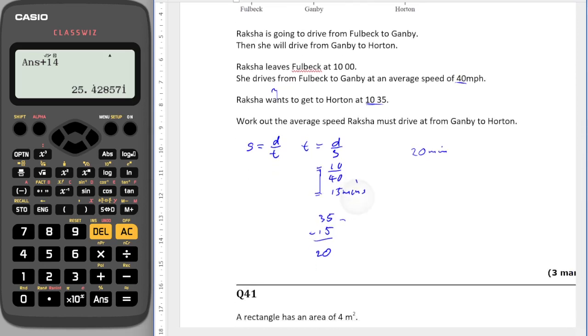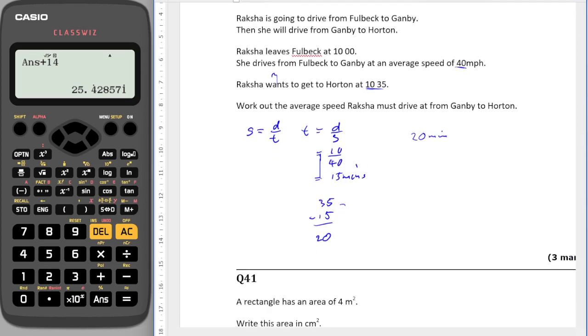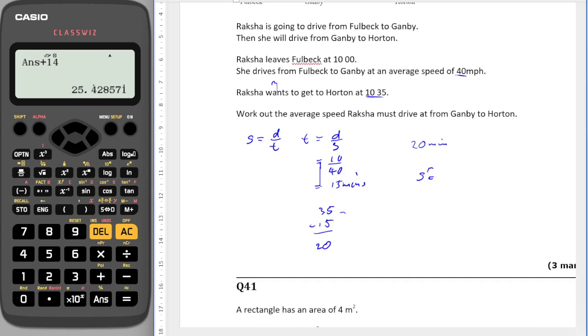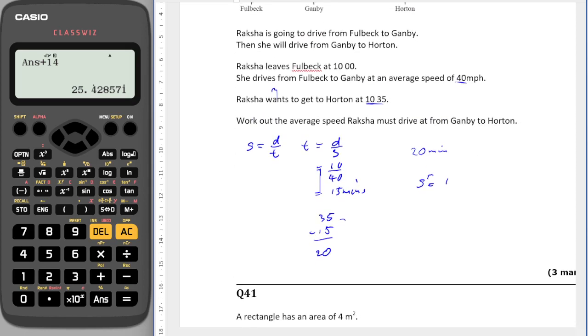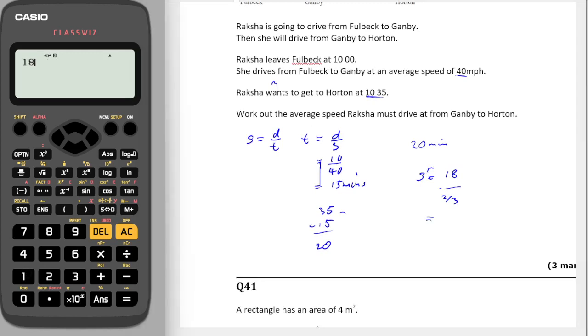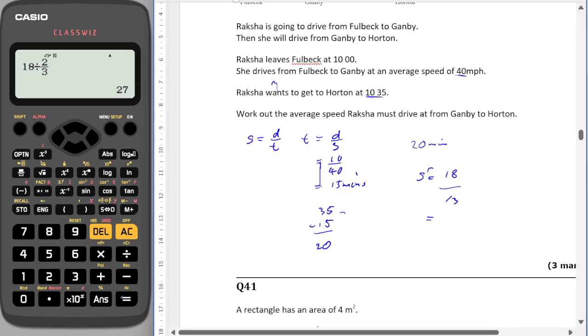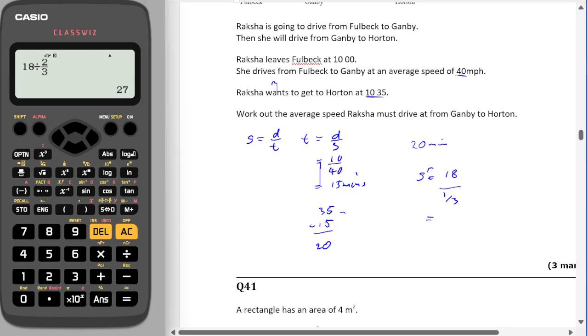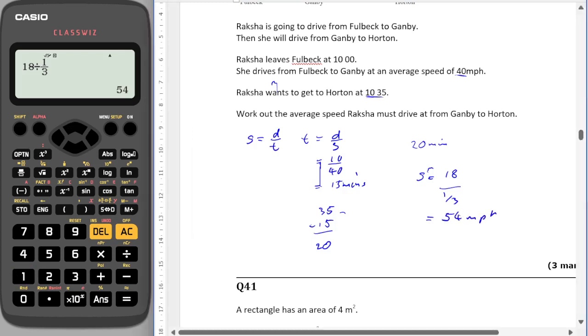The last part of the journey is 18 miles, so we need to travel at an average speed of 18 divided by 1/3 of an hour. That's not right. It's 1/3, not 2/3. So 18 divided by 1/3, that would be 20 minutes. So 54. So she needs to travel at an average speed of 54 miles per hour.